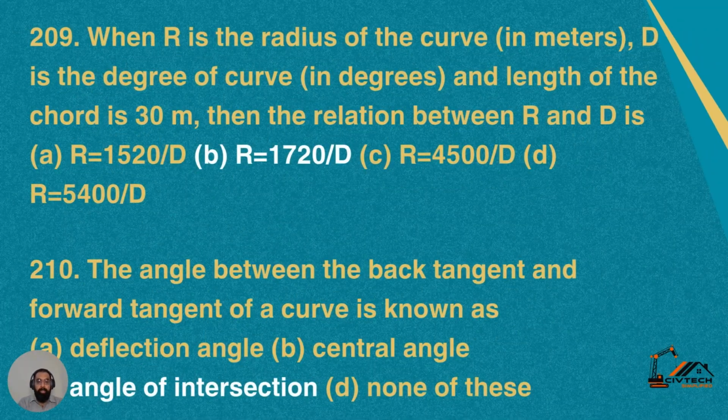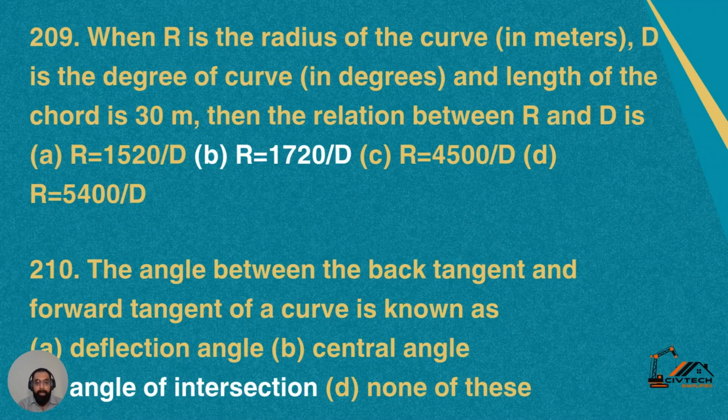Question number 209. When R is the radius of the curve in meters, D is the degree of the curve in degrees, and length of the chord is 30 meters, then the relation between R and D is option A, R is equal to 1520 by D, B, R is equal to 1720 by D, C, R is equal to 4500 by D, and D, R is equal to 5400 by D. So B is the correct option, R is equal to 1720 by D.